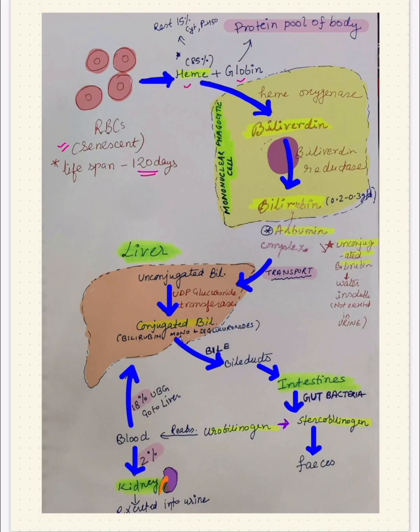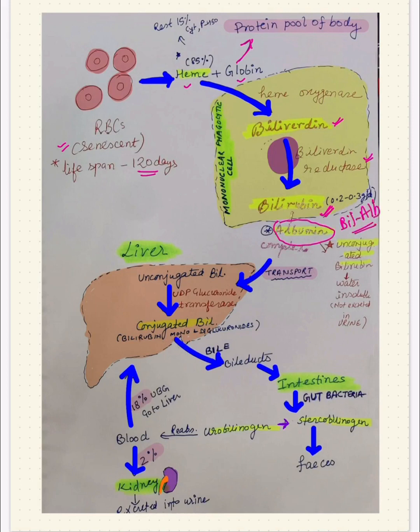Globin is the protein which will go to the protein pool of the body, and the heme will further change to biliverdin by the action of the enzyme heme oxygenase. This biliverdin will be reduced to bilirubin by the action of another enzyme, biliverdin reductase. Now this bilirubin which is formed has to go to the liver, so it goes bound to albumin. So there is a formation of the bilirubin albumin complex.